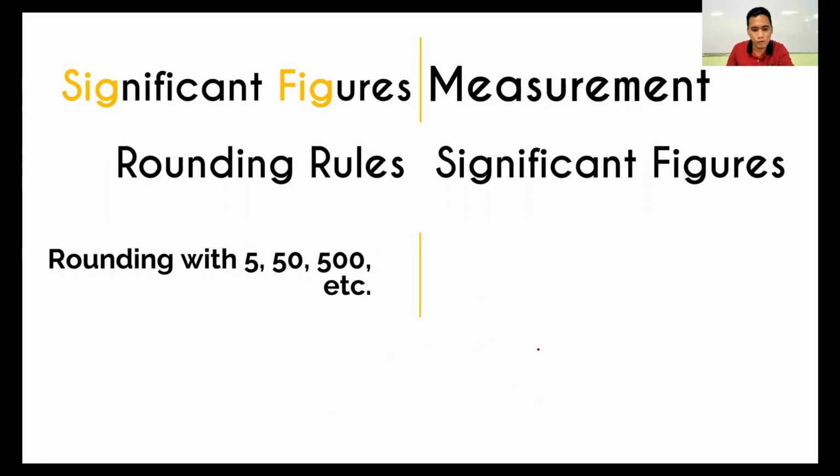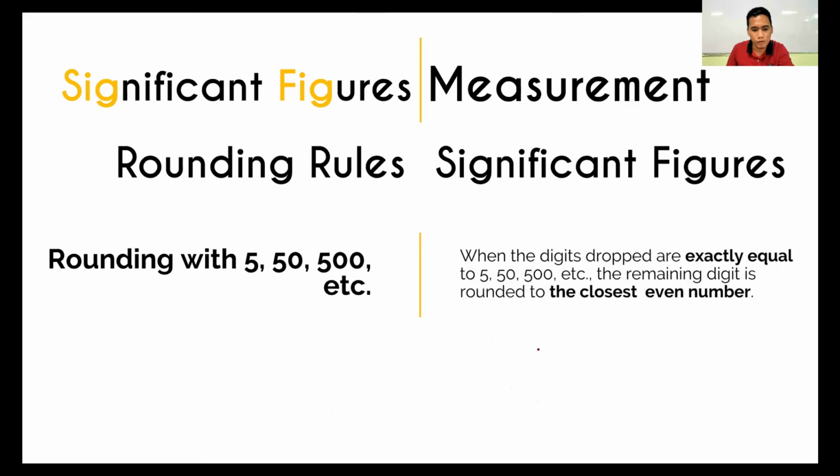I know you are familiar with these rules, but the crucial part is if it is equal to 5, so rounding with 5, 50, 500, and so on. If it is exactly equal to 5, 50, 500, and so on, this is the crucial part, because some of you may say that according to our junior high school teachers, if it is 5, then we round up. But it does not always round up. It could be round up or round down if it is equal to 5.